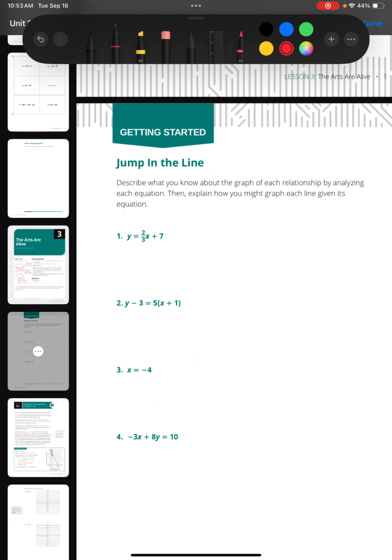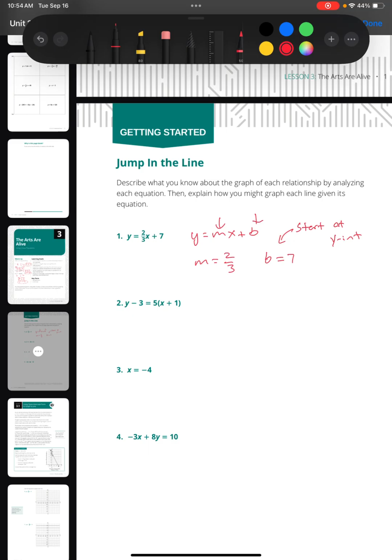It says, describe what we know about the graph of each relationship by analyzing each equation, and then explain how you might graph each line given the equation. So that first one is in slope-intercept form, y equals mx plus b. So we know the slope and we know the y-intercept. My slope would be 2/3 and my y-intercept would be 7. So to graph it, I would start at my y-intercept and then use my slope of 2/3 to go up 2 and right 3 to find my next point.